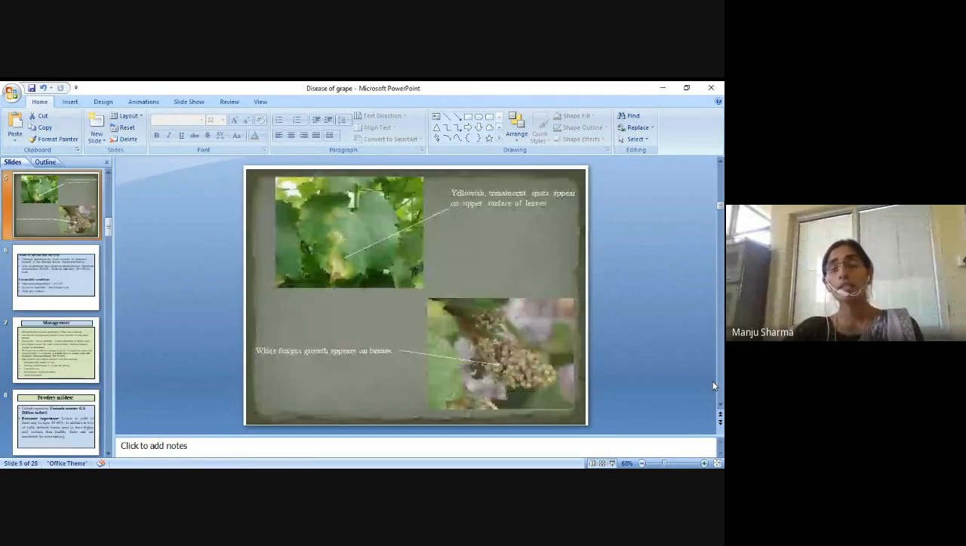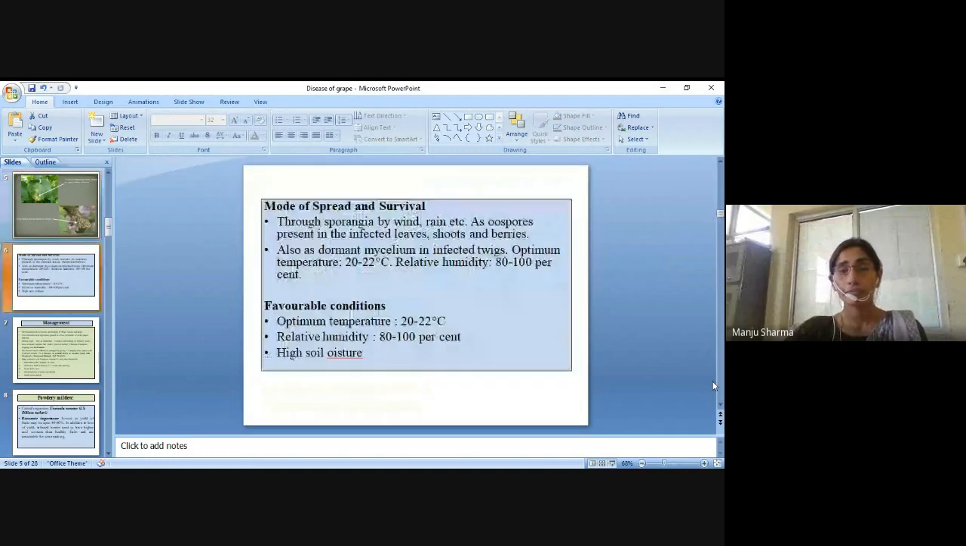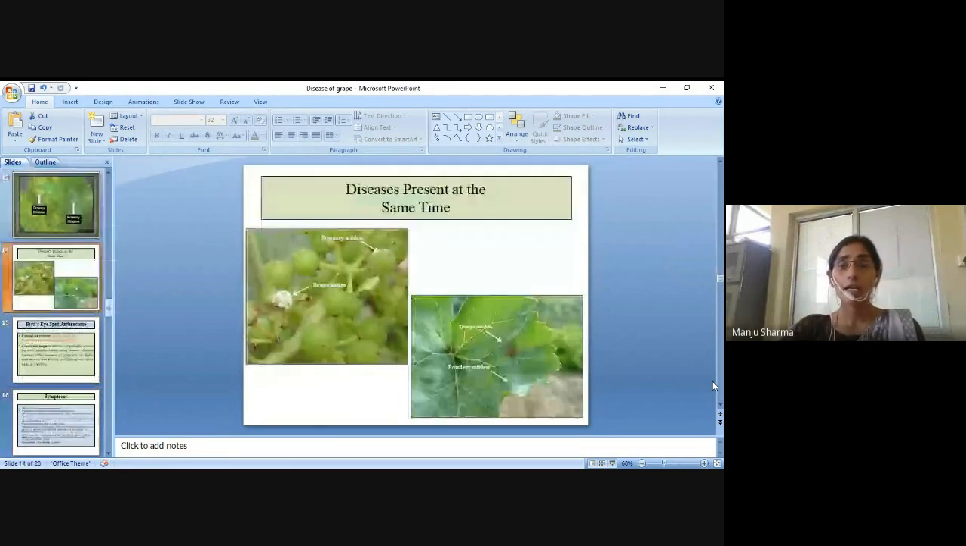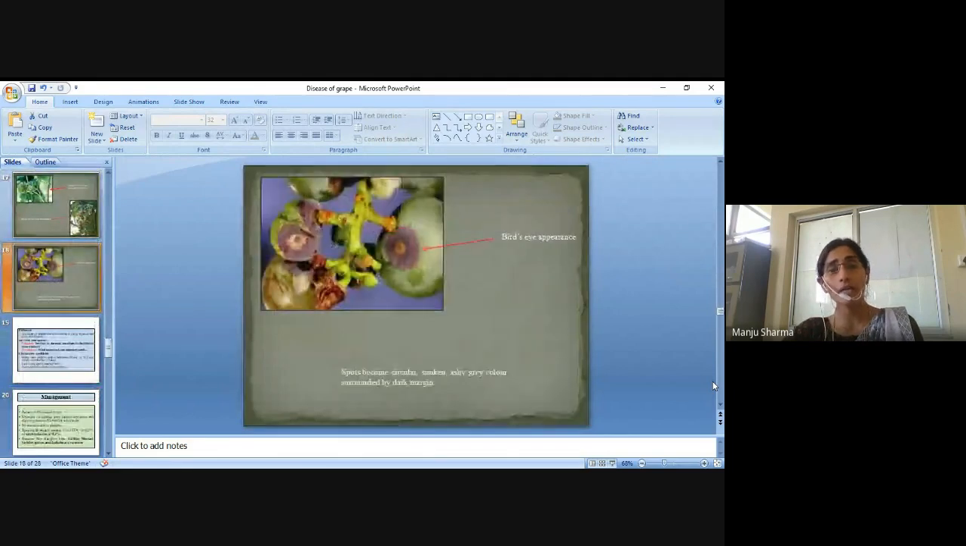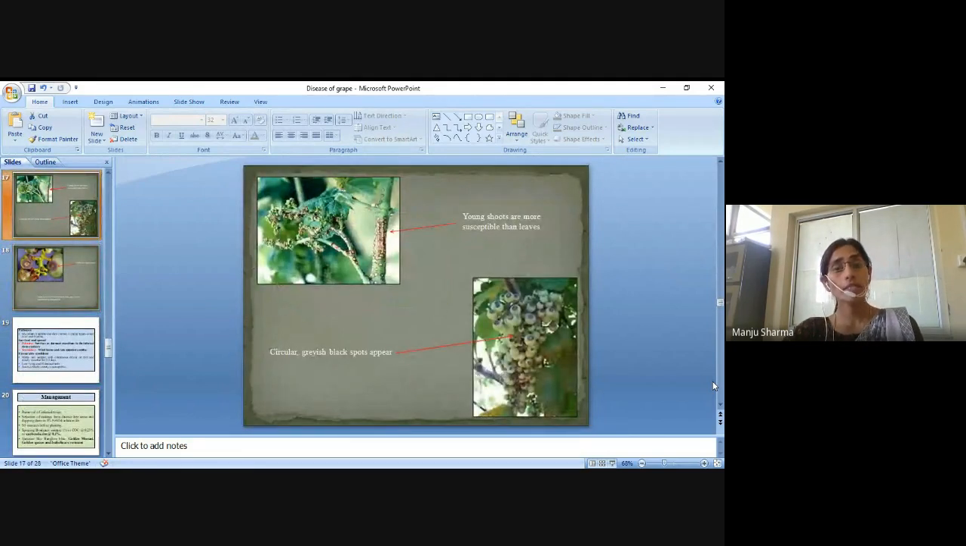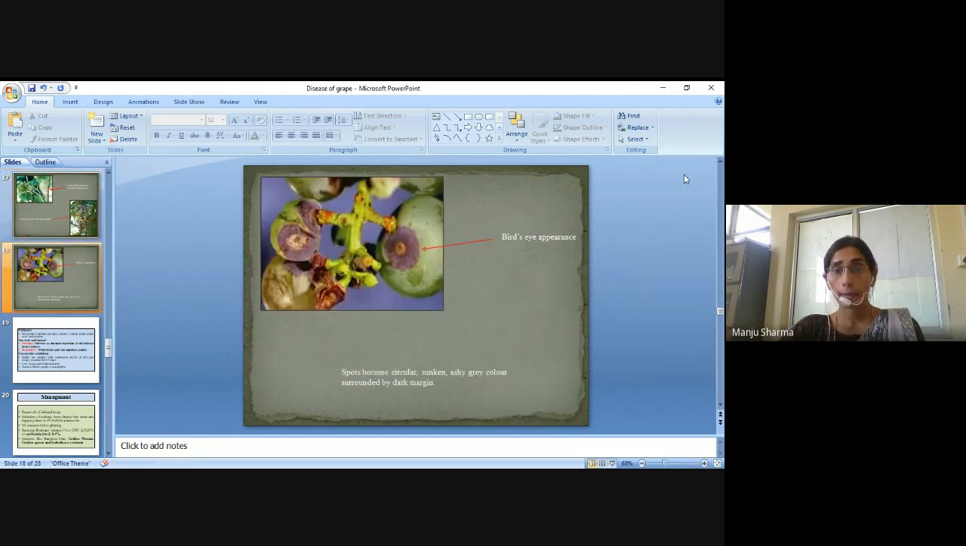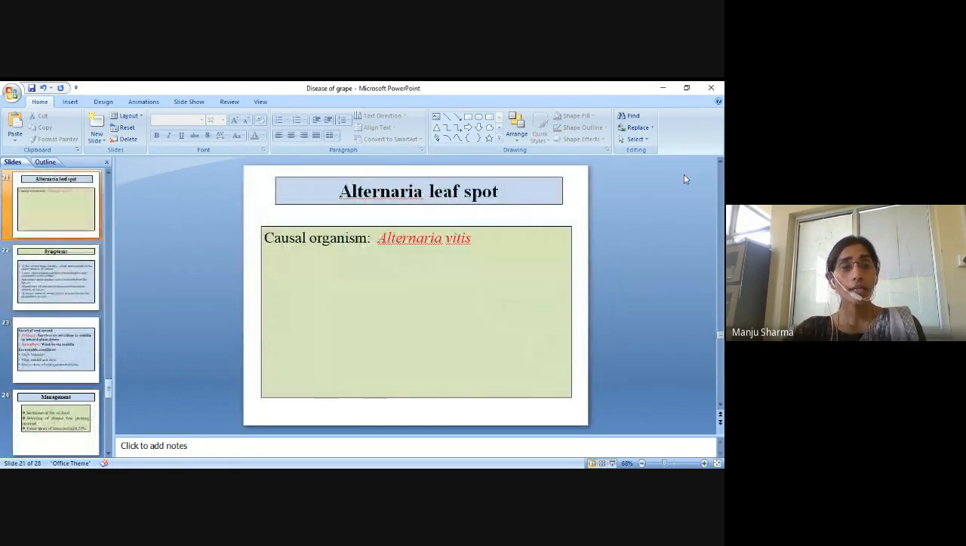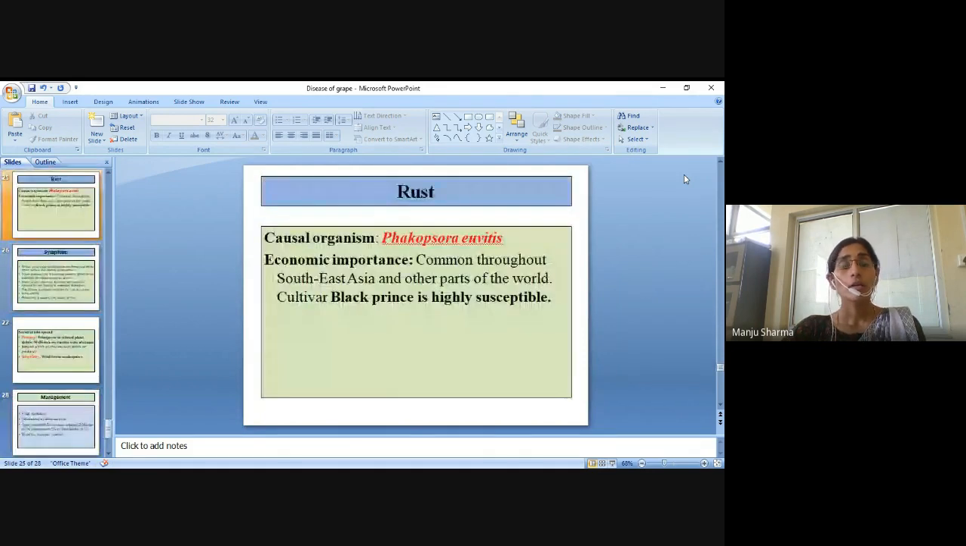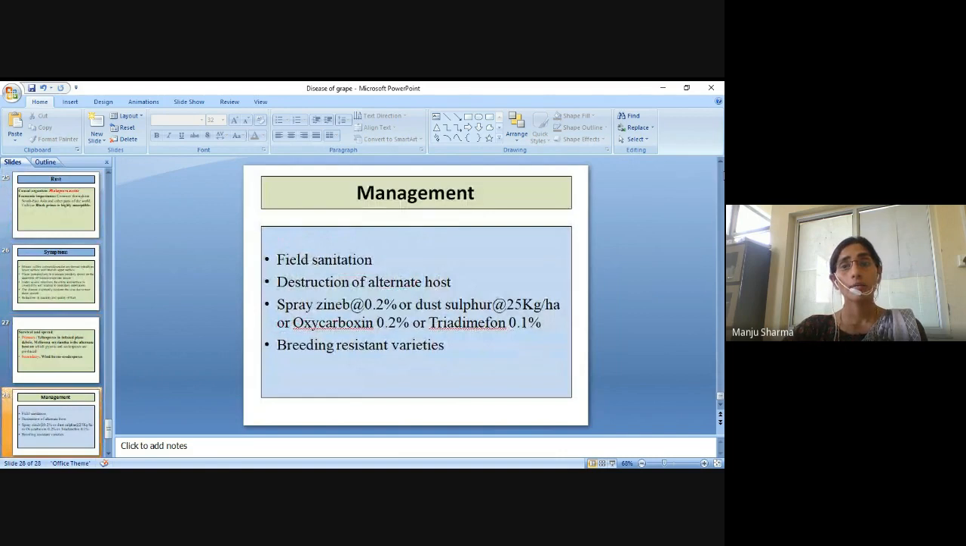Then the third is anthracnose disease, in which bird's eye like symptoms are there, and in this disease the stem or the young shoots are more susceptible than the leaves. And then alternaria leaf spot and rust disease, their pathogen and their management. Thank you.